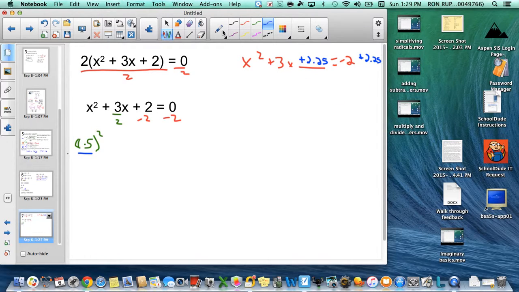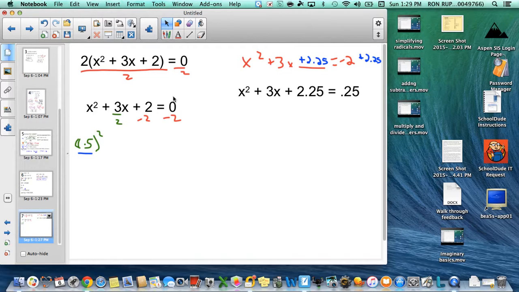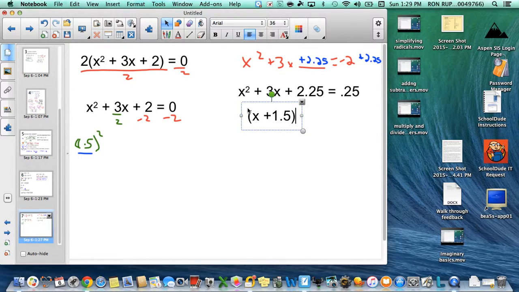So I do that, and my new expression becomes x squared plus 3x plus 2.25 equals 0.25, because negative 2 plus 2.25 is 0.25. Now, why we complete the square is because now I know that this value right here has to be 1.5, x plus 1.5 squared.